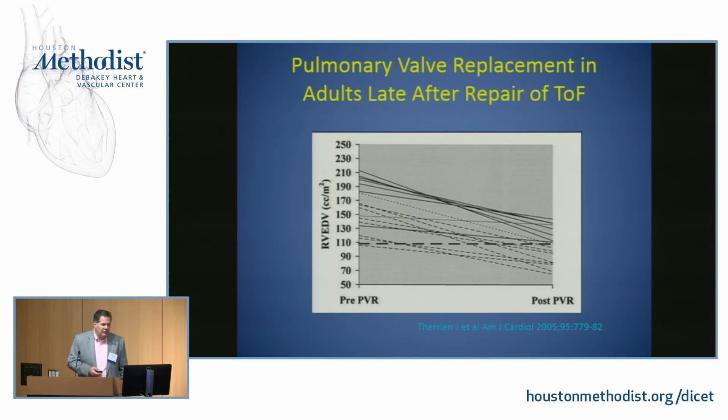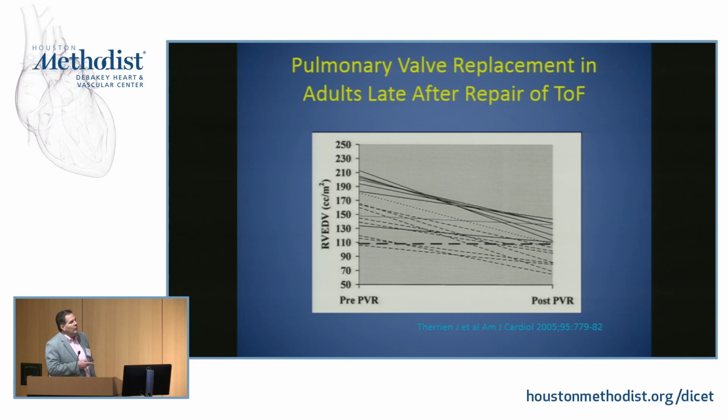This was a study that looked at what right ventricular dimensions we should consider doing pulmonary valve replacement. Each of these lines is an individual patient. That dotted line is what we consider the upper limit of normal of right ventricular size, and these were all the various patients and their right ventricular dimensions. All of the patients' right ventricular dimensions got better after pulmonary valve replacement.